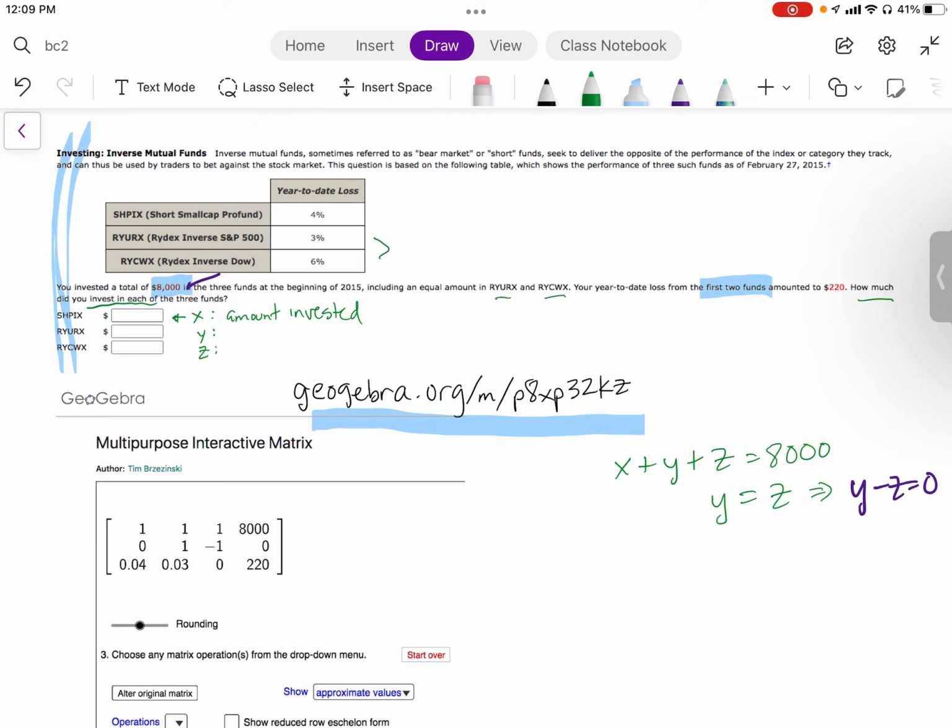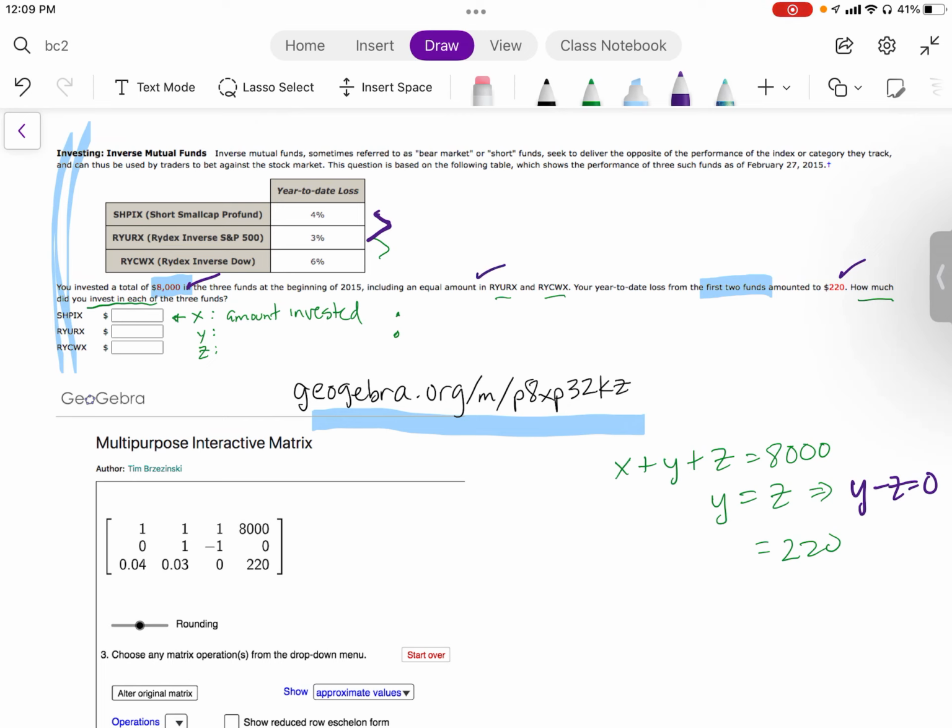So if we lost 220 on the first two, so I'm only looking at these two. Oh, use different color again. Okay, these two. And the 4% loss of however much I invested, right? And 3% loss of however much I invest in that one, which I don't know, but we called it X and Y. That total will be $220. Right? So that's the info I'm going.